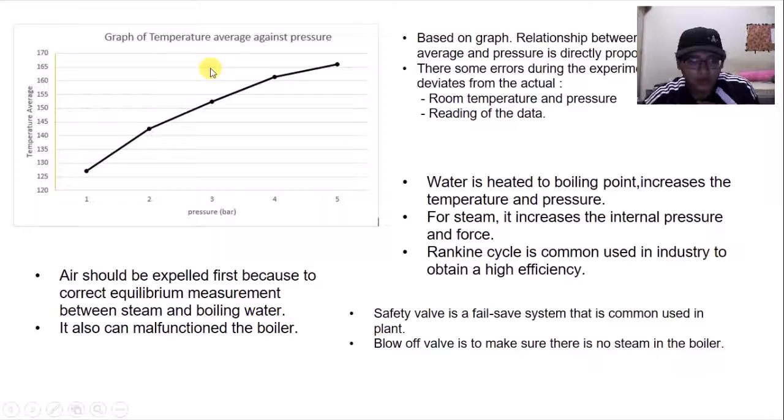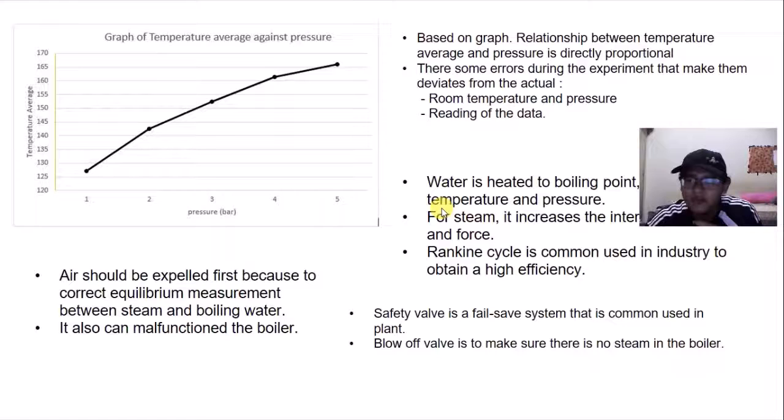Okay, this is the graph of temperature average against pressure in bar. Based on the graph, the relation between temperature average and pressure is directly proportional. Okay. There are some errors during the experiment that make them deviate from the actual value. So the possible errors are because of the room temperature and pressure, and then the reading of the data when we are looking at the thermometer.